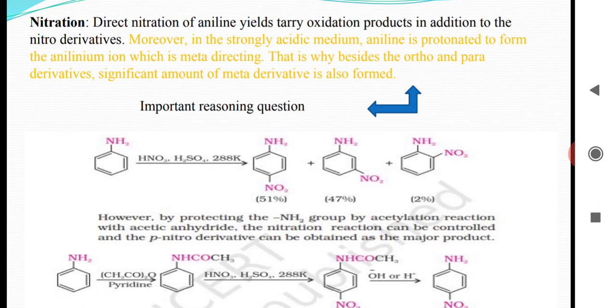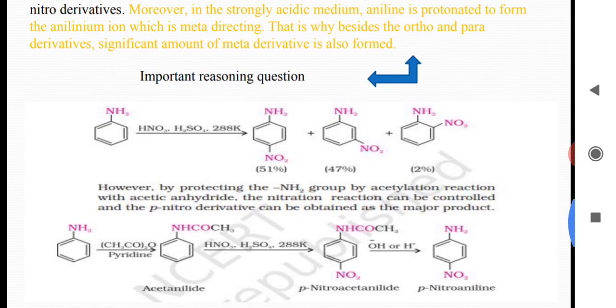Now, what happens when aniline is treated with an acid? It forms another compound, the anilinium ion, which is NH3 positive along with the benzene ring. This anilinium ion is meta directing because it has an electron pulling effect, that is, it pulls electron density from the benzene ring. So due to aniline the ortho and para products are formed, and due to the anilinium ion the meta product is also formed.